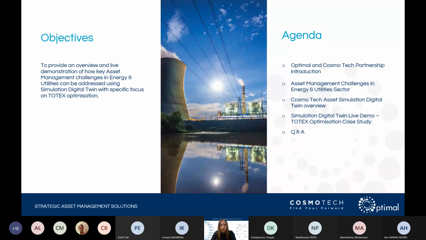On the agenda today, we have an introduction into Optimal and also the Optimal and Cosmo Tech partnership. We will cover a little bit of background on asset management challenges in energy and utilities sector, and also look at a quick overview of the Cosmo Tech Asset simulation digital twin technology. From there on, I'll be handing over to Ismaila to run through the actual live demo and look at the TOTEX optimization case study for electricity power distribution network client. And we'll finish up with an interactive Q&A session as well.